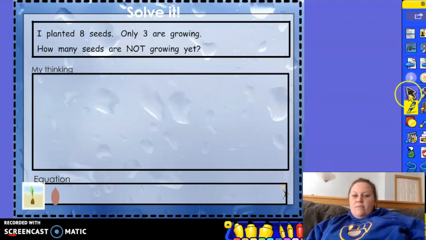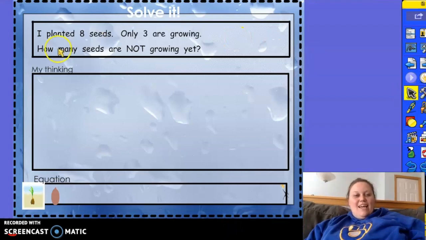All right, there's one more that I wanted to do that's another kind of tricky one, but I think we'll get it. I planted 8 seeds. Ooh, cool. Let's get 8 seeds out here. 1, 2, 3, 4, 5, 6, 7, 8.